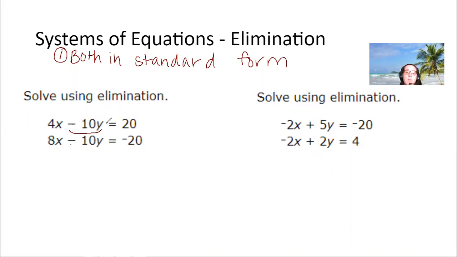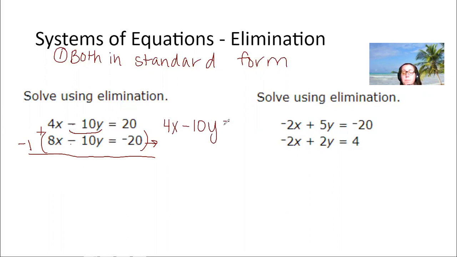Now, we want to get them to cancel. Right now, if we added everything down, we would just get negative 20 and it wouldn't work. It would defeat the purpose. So we want to take our second equation and multiply the whole thing by negative 1. We can do that as long as we do it to the entire equation. We're going to keep the top one the same, and watch what happens when we multiply the entire bottom equation by negative 1.